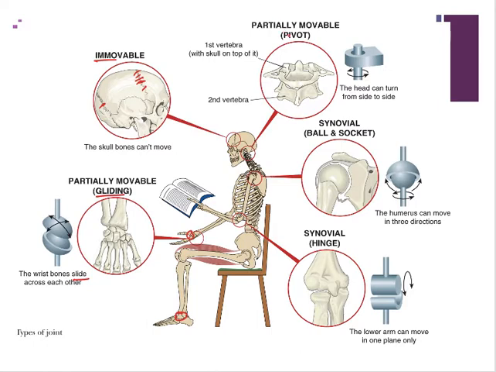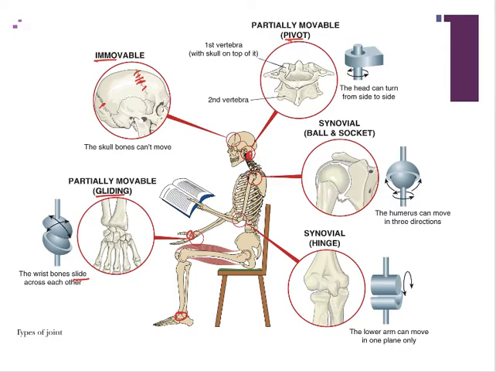And then another partially movable joint that you have is the pivot joint, and the pivot joint is right in here, which allows you to move your skull up and down and from left to right. And that pivot joint again is a slightly movable joint.